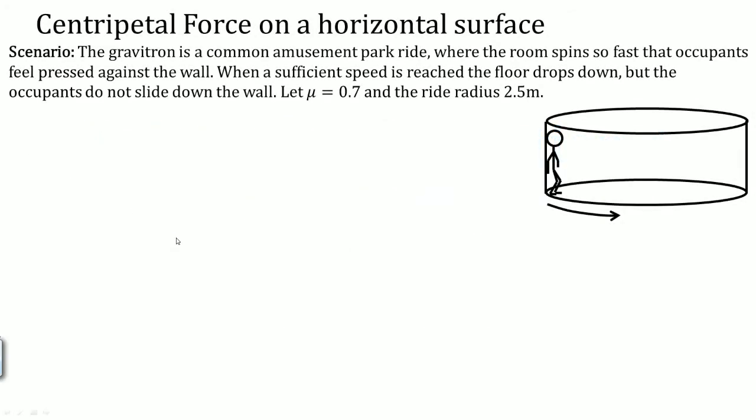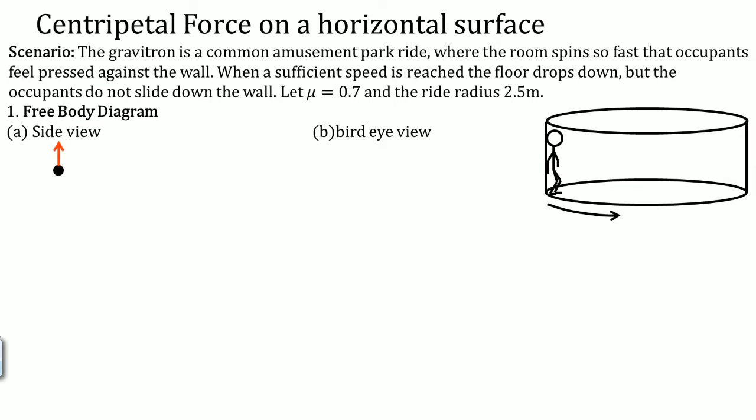The Gravitron is a common amusement park ride where the room spins so fast that the occupants feel pressure against the wall. When a significant speed is reached, the floor drops, but the occupants do not slide down the wall. Let mu equal 0.7 and the ride radius is 2.5 meters. The first thing that we're going to do is draw a free body diagram on the person in the ride.